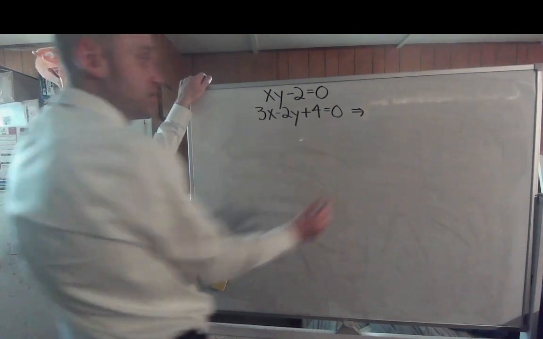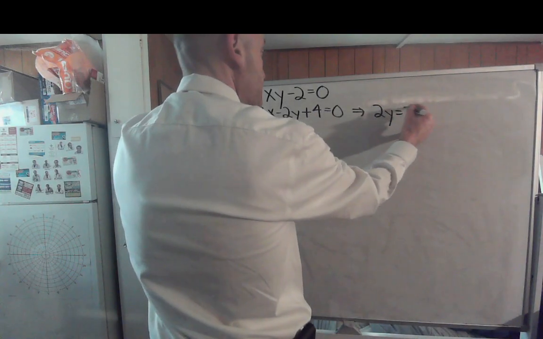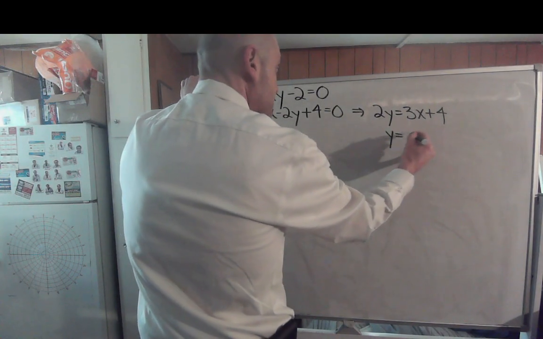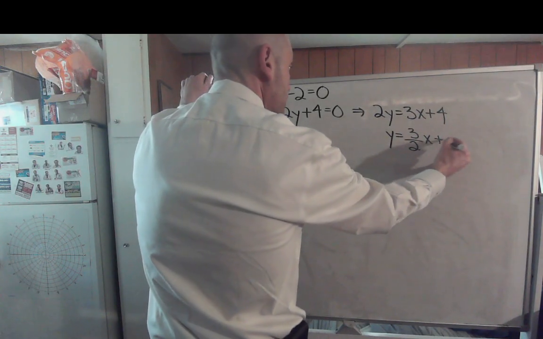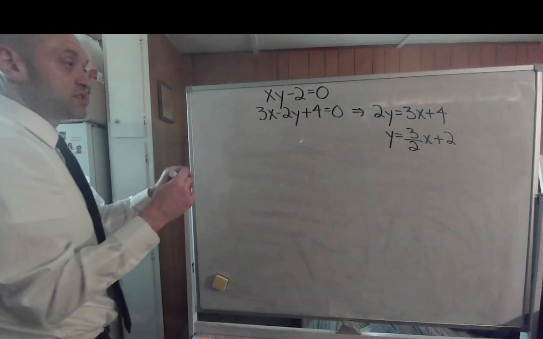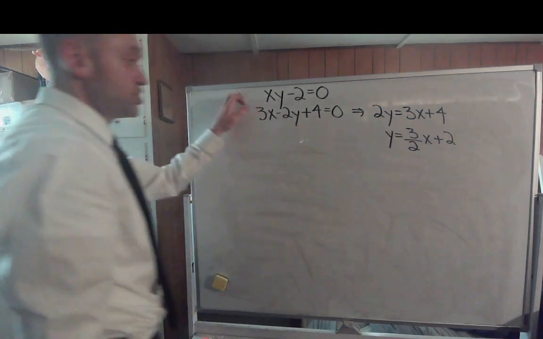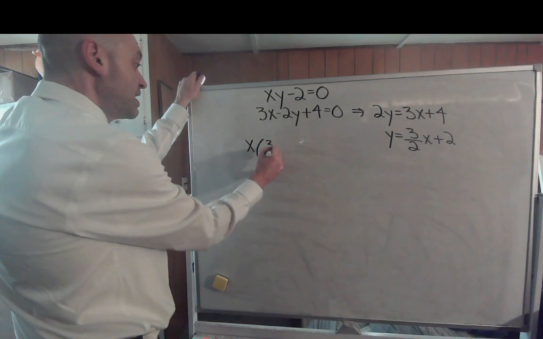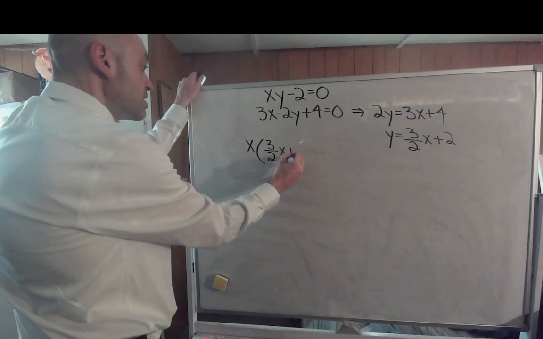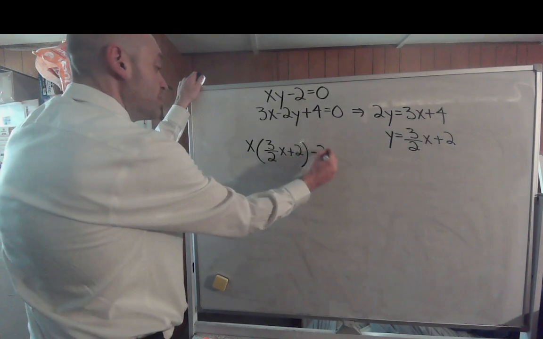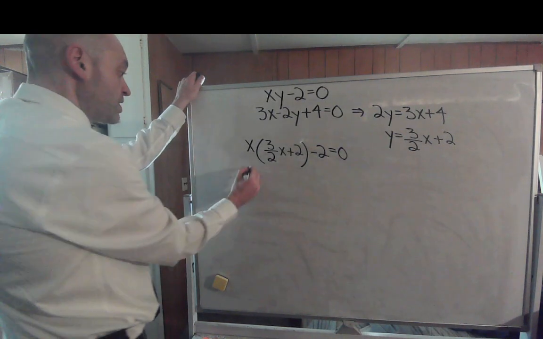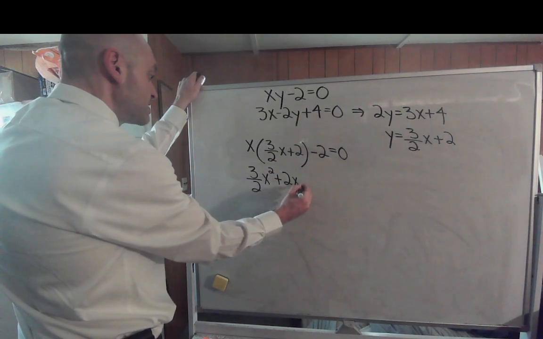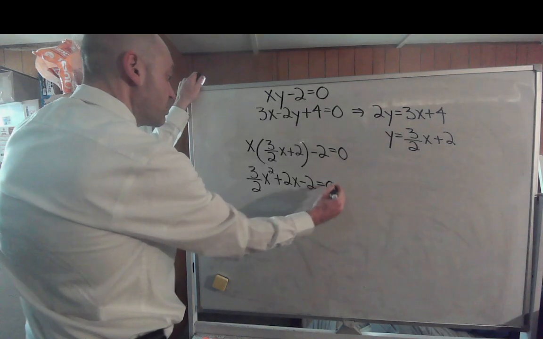The second equation could be rewritten as 2y equals 3x plus 4, which would then mean that y equals 3/2 x plus 2. All right, so we got our substitution. Now let's stick that into the first equation. So that would be x times your value of y, so x times 3/2 x plus 2, all that minus 2 equals 0. So this would be 3/2 x squared plus 2x minus 2 equals 0.